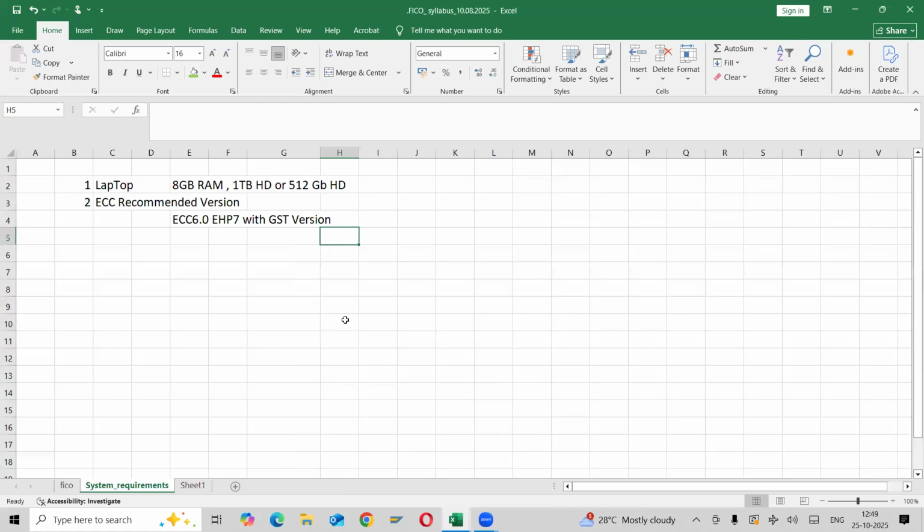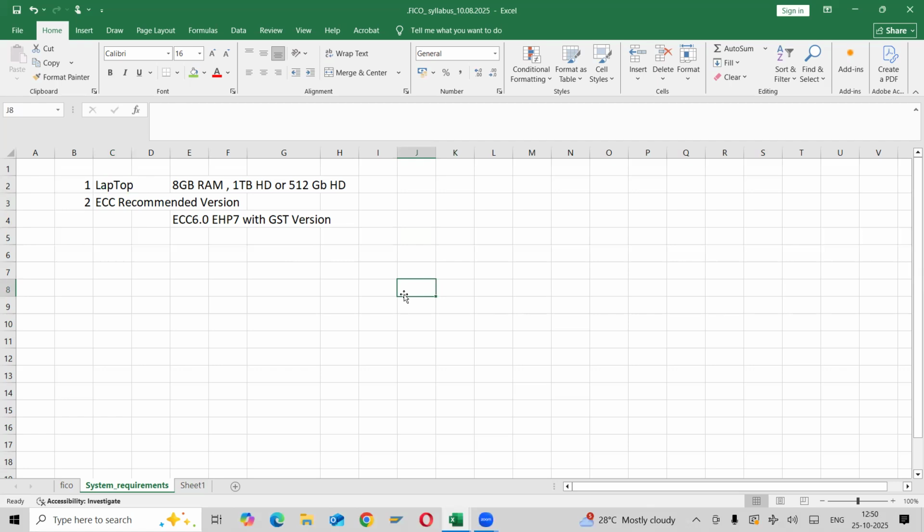So again, for ECC we need to have a system. If you have a laptop, I'm providing server access. Simply, you need a laptop. Recommendation for ECC with ESP7 with a GST version, whatever it could be: the system configuration, minimum 8 GB RAM and 512 GB hard disk drive. If that is there, that is enough to install the SAP server.